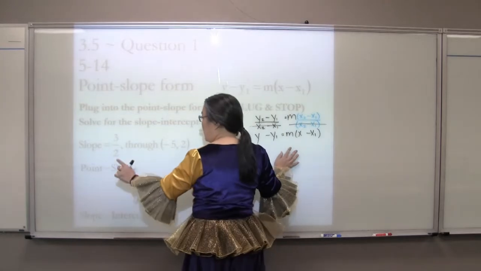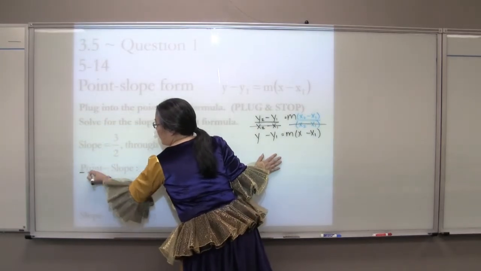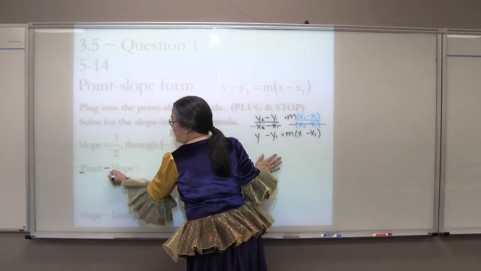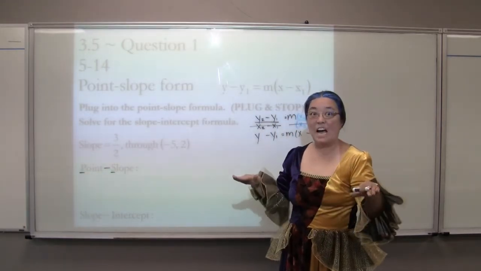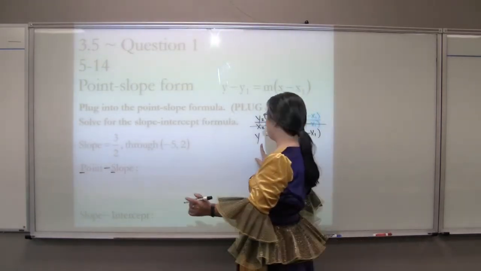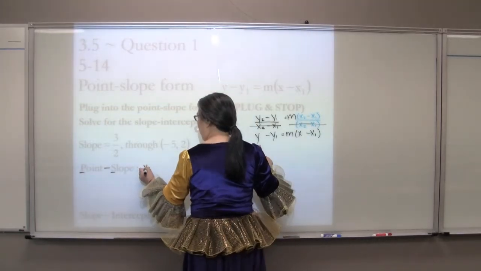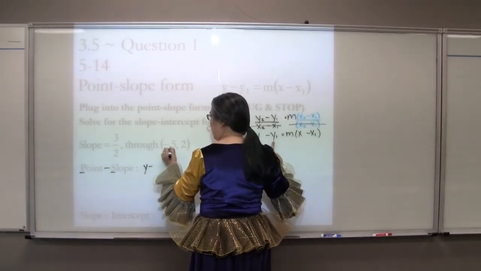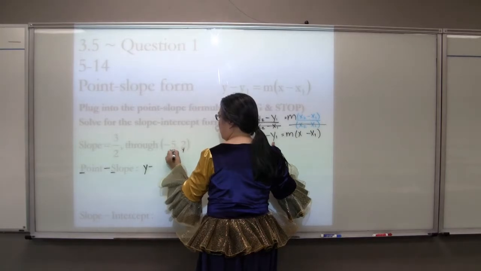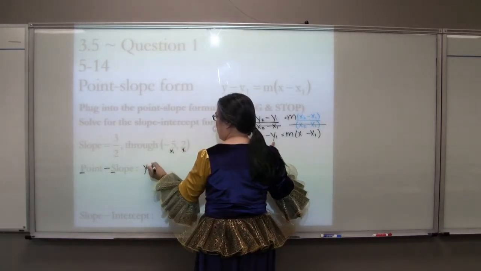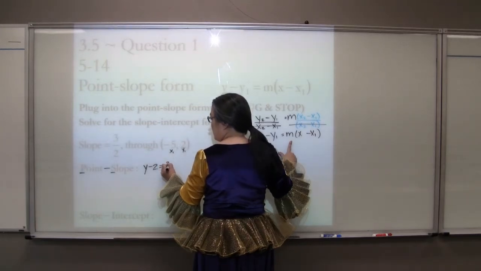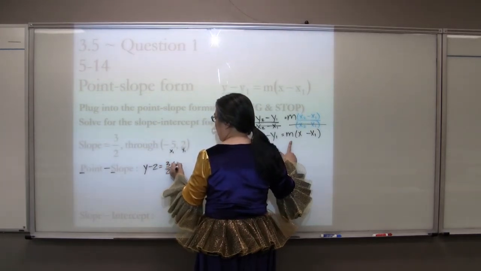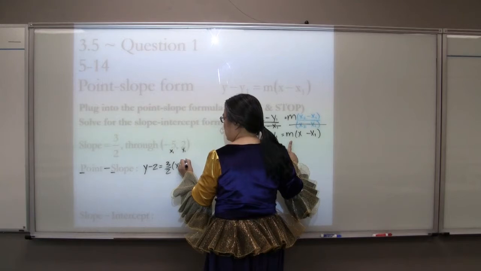Point slope form. A student told me that point slope form, often abbreviated as PS, also stands for plug and stop. So we're going to plug and stop. We have y minus the y number. This is our x number, this is our y number. It's our first x and our first y number. Y minus the y number equals m, which is 3 over 2, parentheses x minus the x number.